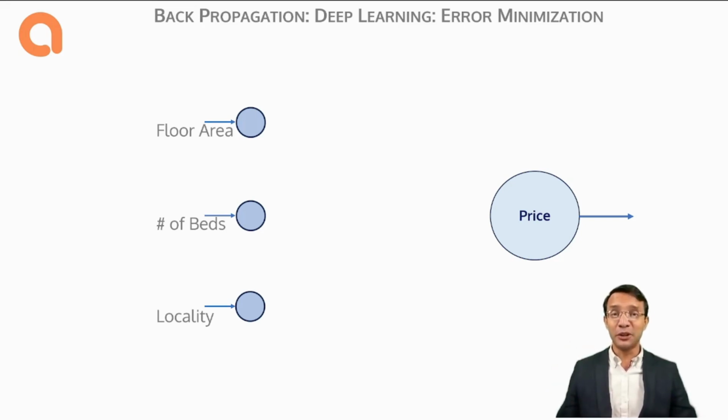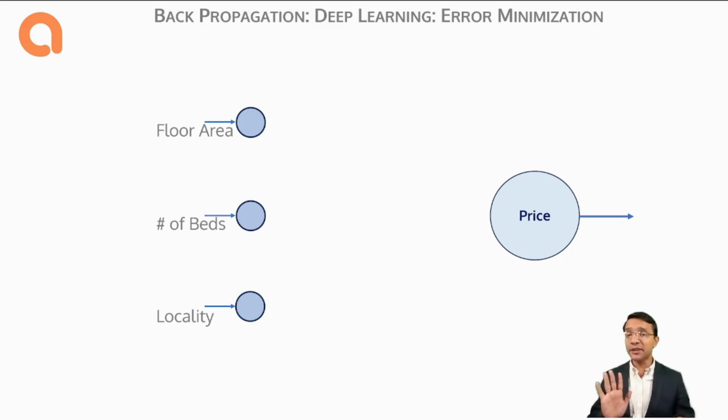In the last video, we have seen how a properly trained neural network, through forward propagation, predicts the price of a real estate given its inputs, as in floor area, number of bedrooms and rank of locality. In this particular video, we are going to see how that neural network was trained in the first place.